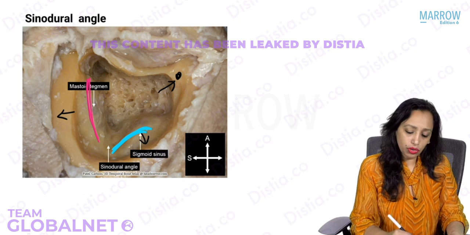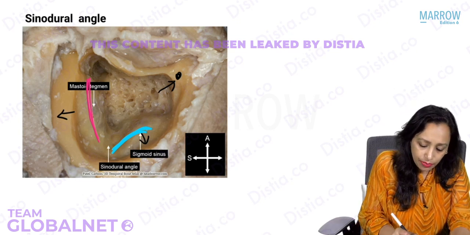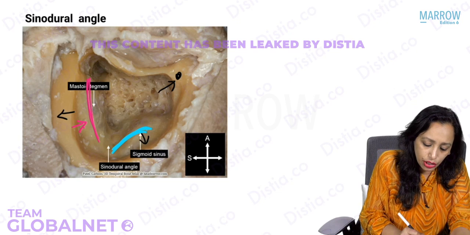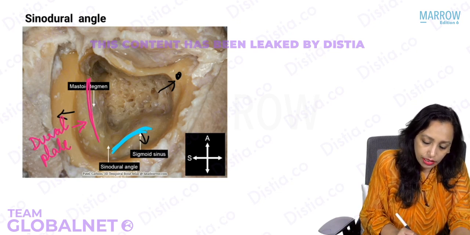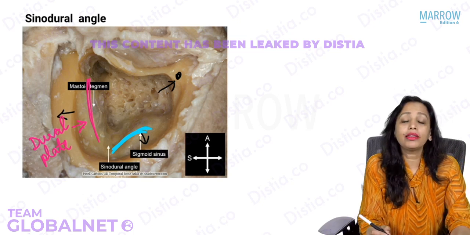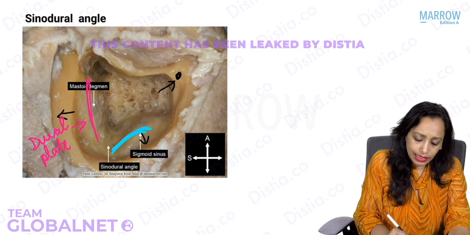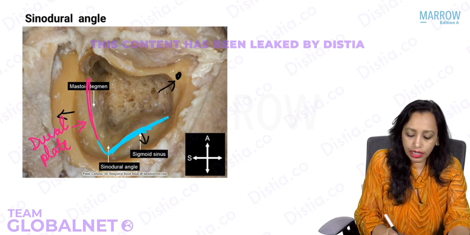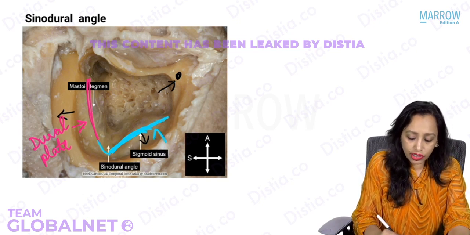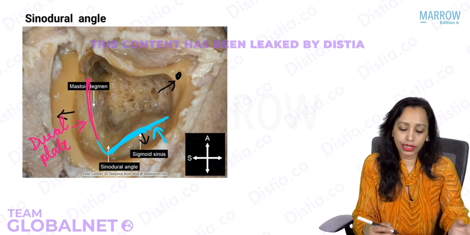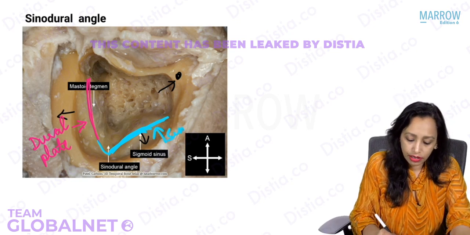So this is what is known as the dural plate. This plate of bone is what is known as the dural plate. Dural plate, why? Because it is separating the mastoid antrum from the dura of the middle cranial fossa. And posteriorly, this is the plate of bone which is separating the mastoid from the sigmoid sinus. So this is what is known as the sinus plate.